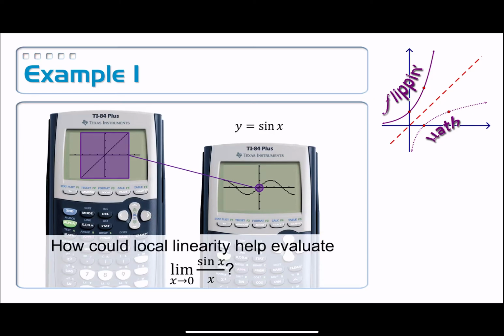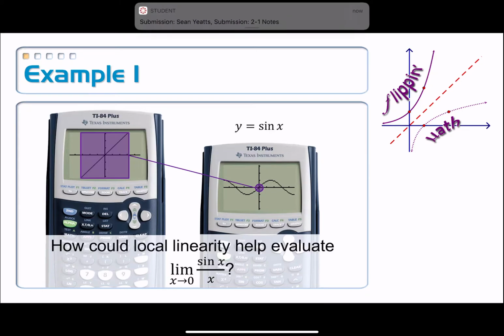On example 1, how could local linearity help evaluate the limit as x approaches 0 of sine x over x? Man, why does this function keep coming up? This specific limit. I don't know, there's probably a good reason. So if you remember, local linearity was about the idea that when you zoom in on a graph super close, it starts to look more and more like a line, right?